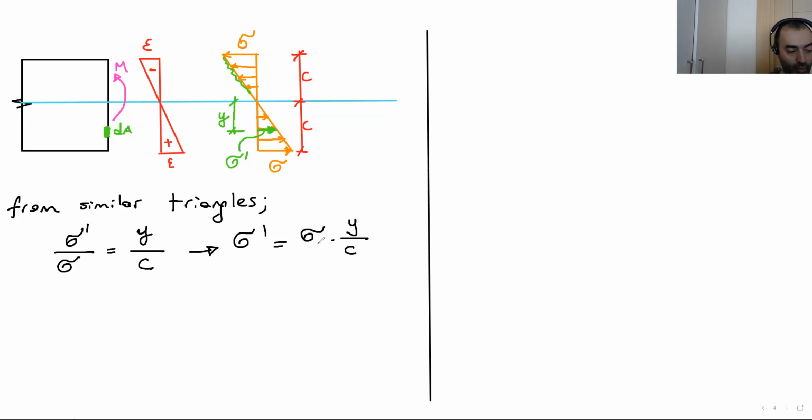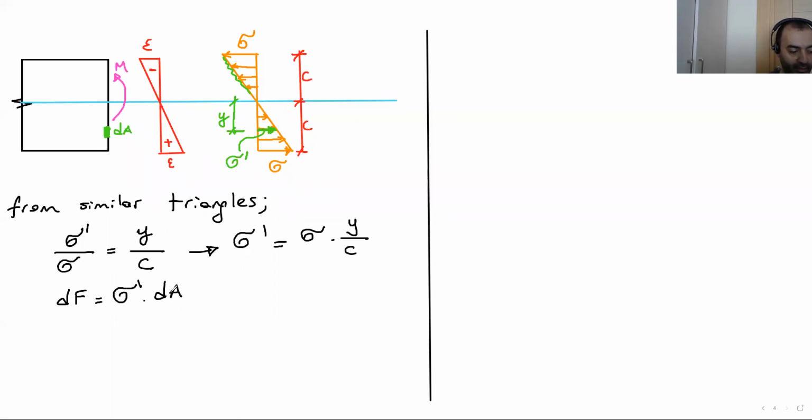By the way, what is the force on the area dA? Can we define it? What is the dF? It's basic. If you know the stress, the force is stress times area. So we have a small area, and on this area, the stress is sigma prime. Let's write the force: sigma prime, stress, times area.